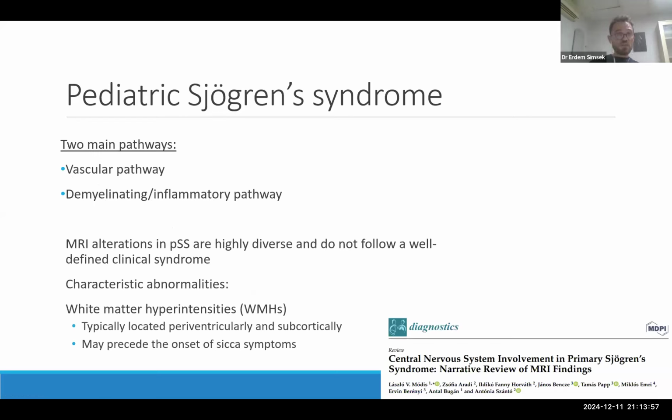There are two main pathways for the pathogenesis of these lesions. First is vascular, and the other is the demyelinating pathway. The most common abnormalities we see on MRI are white matter hyperintensities, usually located in the periventricular and subcortical regions. These white matter hyperintensities may actually precede the appearance of Sjogren's symptoms, which makes them important for early detection of Sjogren's syndrome. Our patient had lesions with both demyelinating and vascular nature.